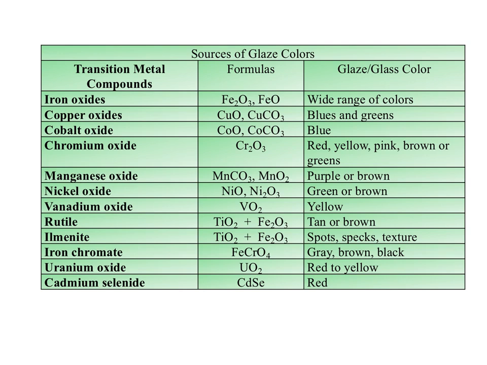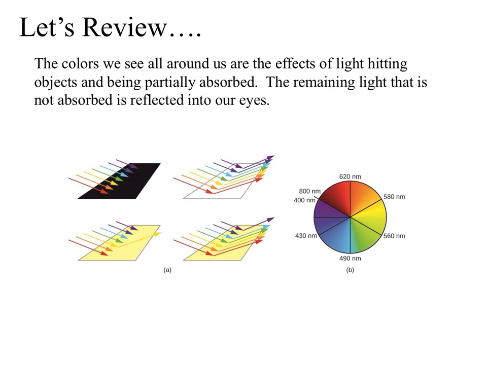All of these are right there in that transition metal block. So let's review color and why we see color for just a second. So, the human eye perceives a mixture of all colors in the proportions present in sunlight as white light. So, the colors that we see all around us are the effects of that white light hitting objects and being partially absorbed. And that remaining light that's not absorbed is reflected to our eyes.